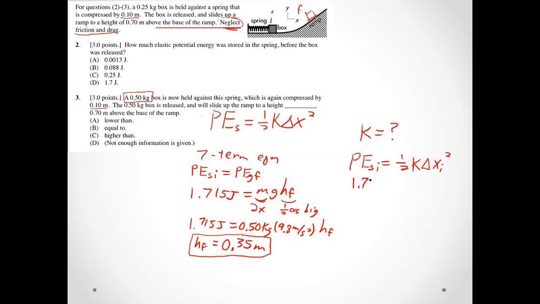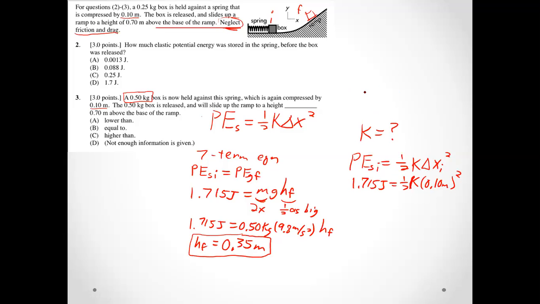And so we already calculated this previously. We know that this is 0.1 meters. Notice that since this delta X term for the spring, that's how much the spring is compressed or stretched, since it's squared, it doesn't matter if the spring got stretched to the right or compressed to the left. Either way, it stores the same amount of energy.